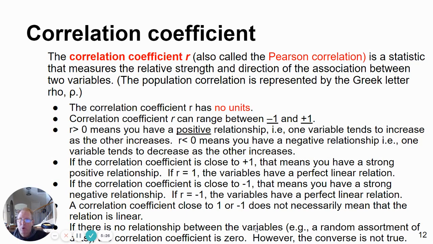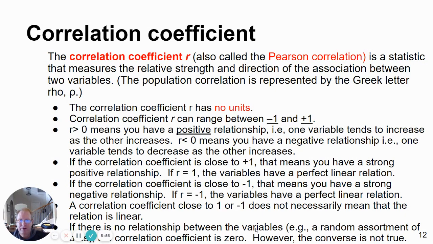Now let's talk about the correlation coefficient r. This is a measure of the strength and direction of the association between the two variables. It is also called Pearson's correlation, and the sample correlation is abbreviated with the lowercase letter r. Population correlations are represented by the Greek letter rho. The correlation coefficient r has no units. It is a unitless statistic.